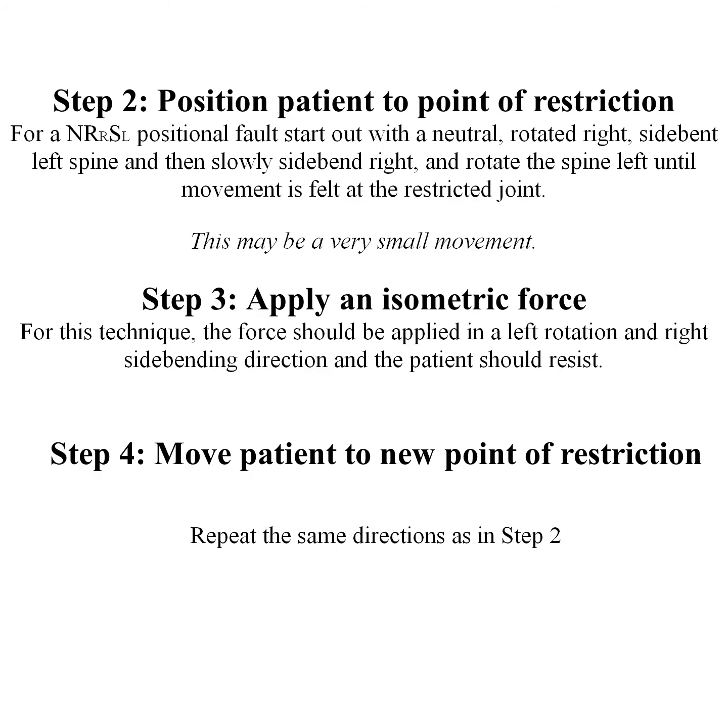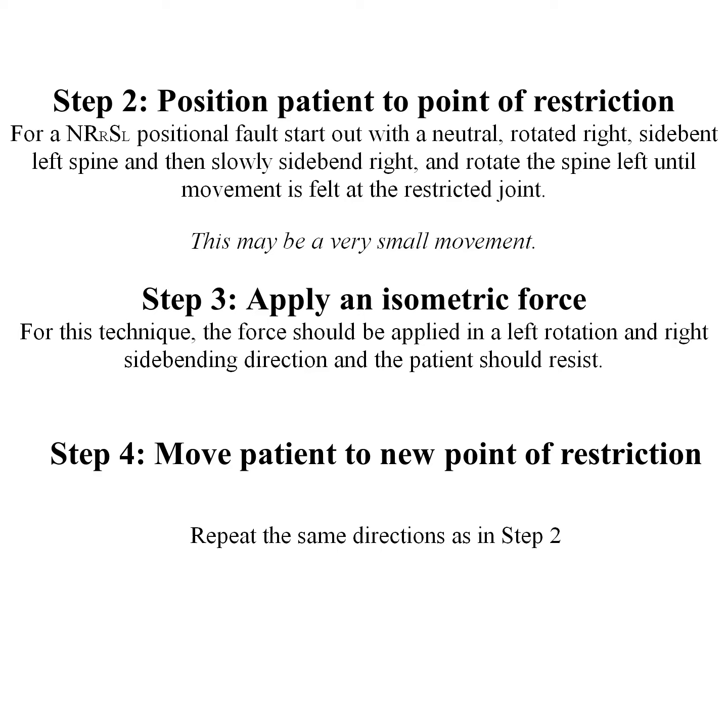Next, we are going to position the patient to the point of restriction. So for an NRSL positional fault, we're going to start out with a neutral rotated right, side bent left spine, and then slowly side bend the spine right and rotate it left until movement is felt at the restricted segment. Keep in mind that this may be a very small movement.